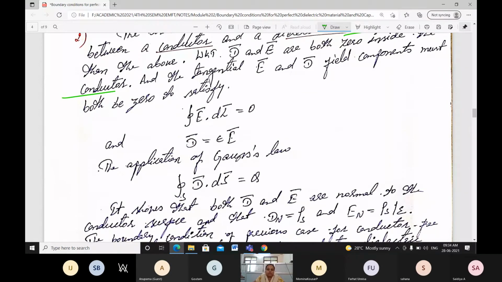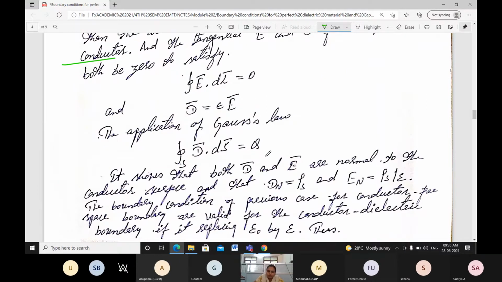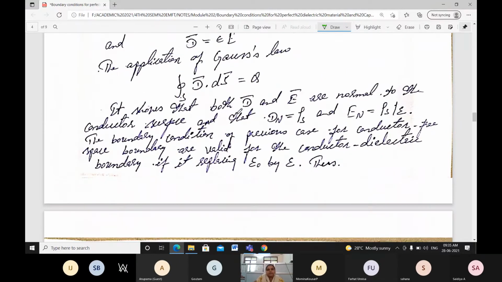Gauss law means we take a Gaussian surface here, the closed surface integral of D dot ds is equal to the charge passing through that surface, that is Q. Then it shows that both D, the flux density, and E, the electric field, are normal to the conductor surface, and Dn is equal to rho s, and En is equal to rho s divided by epsilon. Just remember this: the boundary conditions we took in the previous cases for conductor and free space boundaries are valid for conductor and dielectric.